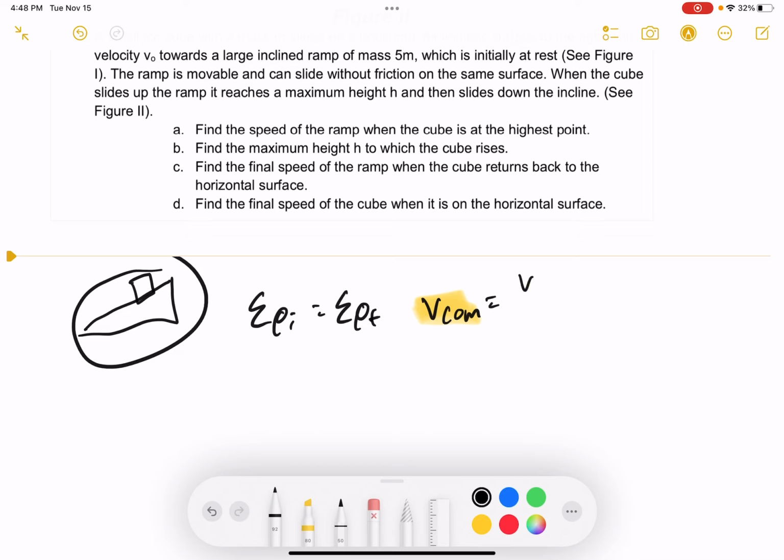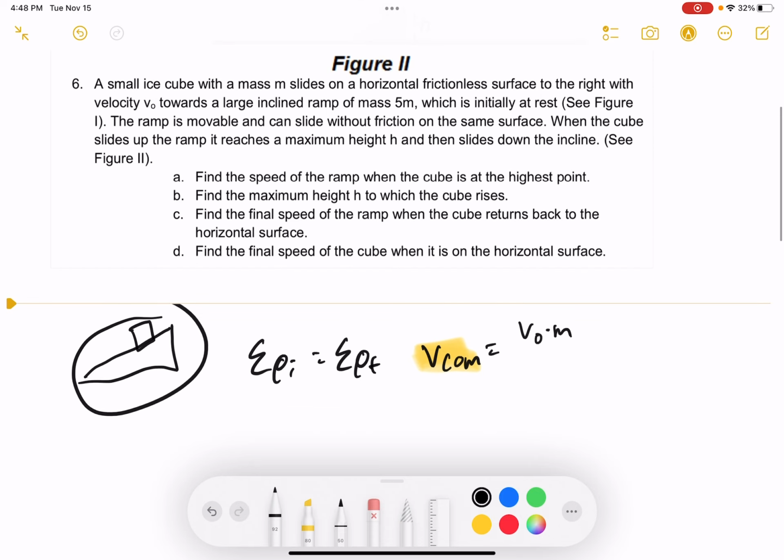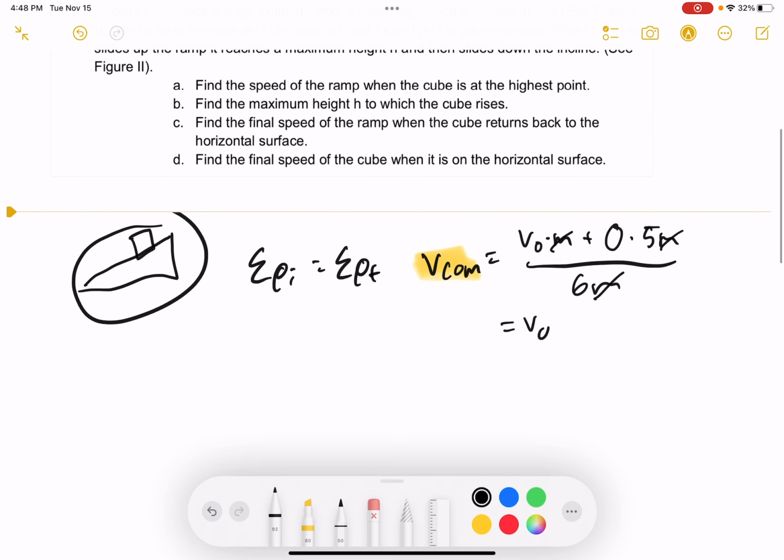Okay, so we have the velocity of the center of mass, and we just need to do the velocity of the first one, which is v0 times the mass of the ice cube. So that's the initial velocity of the ice cube times the mass of the ice cube plus the initial velocity of the ramp times the mass of the ramp all over the total mass. So m's cancel, and you're just left with v0 divided by 6. Okay, so that would be part A.